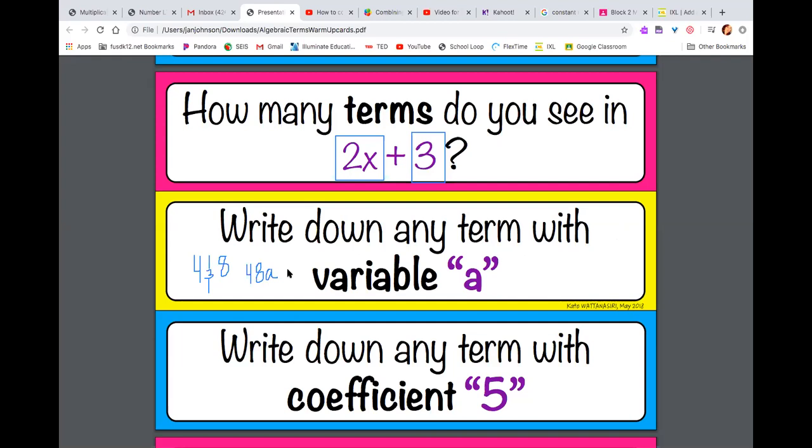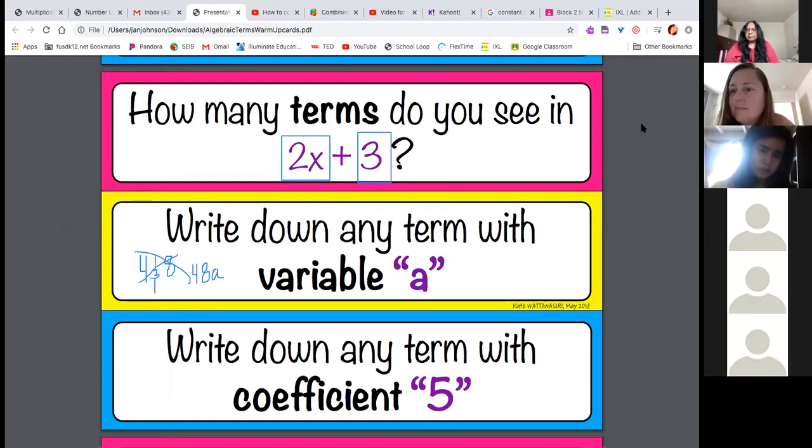Okay, so it will be 48A. Okay, 48A. And how about Jolene? Can you give me an example? And Evelyn? So I'll put an X over that one. We're not talking about that one. 6A. Thank you, Claudia. How about Jolene and Evelyn? Example of a variable with A. Are you thinking, Jolene?